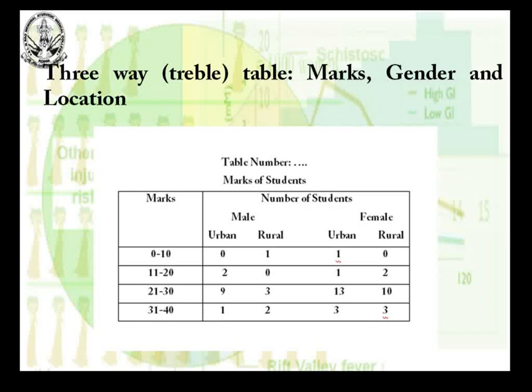Then it comes to the three-way table, or treble table, as it is also called. Here along with marks and gender, location is also added. That is the third characteristic in terms of urban and rural. So here three characteristics are dealt with. That's why this is a three-way table. In the same way, if more than three characteristics are dealt with, then that becomes a manifold table.